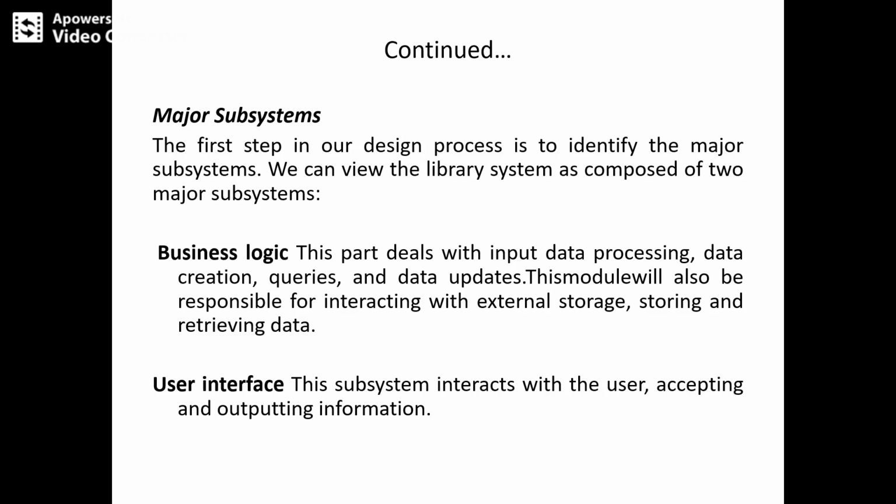We can view the library as composed of two major subsystems. This is the one example we have taken throughout: the simple library management system. In the design process we have to identify all the major subsystems. There are two major identified subsystems: one is business logic and the other is the user interface.